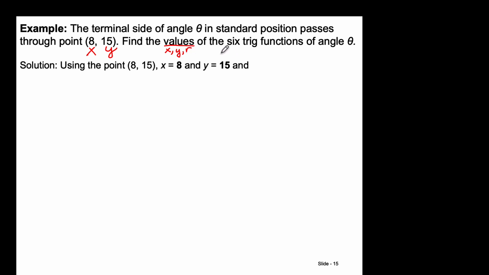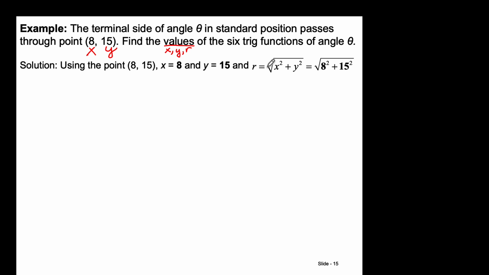Example. The terminal side of angle theta in standard position passes through the point 8, 15. We're being asked to find the values of the 6 trigonometric functions of an angle theta. All right, so we're going to start by using the point 8, 15. That gave us our x as 8, our y as 15 from right here. And to find the values of the 6 trig functions, we need x, y, and r. So the only one we're missing is r. But we can find r.